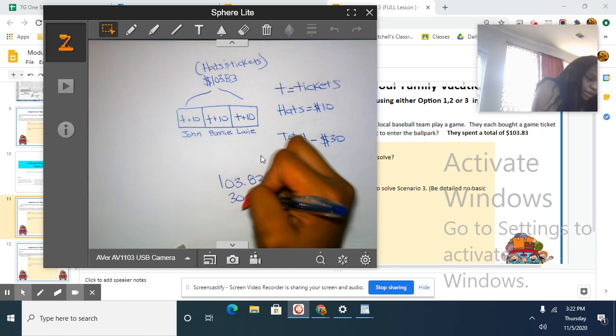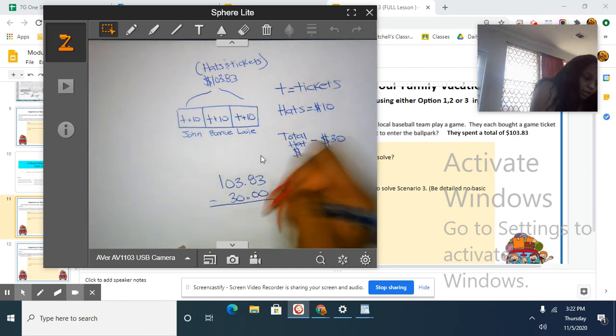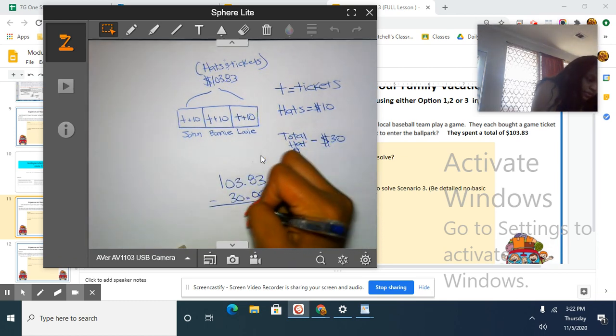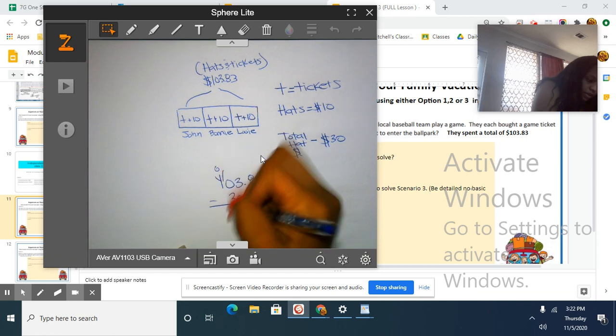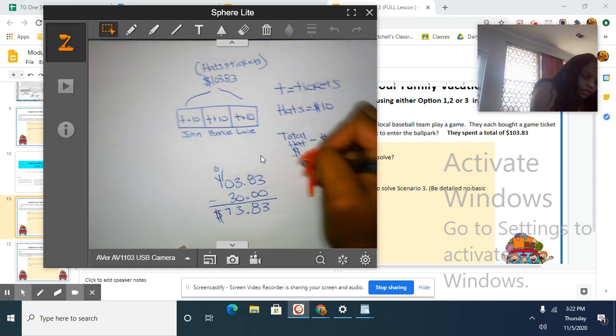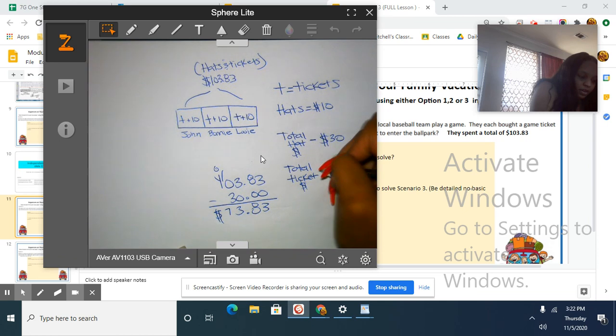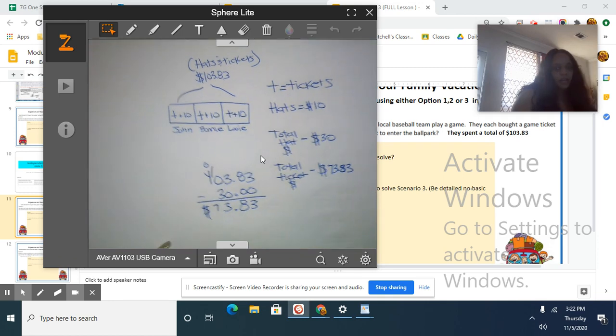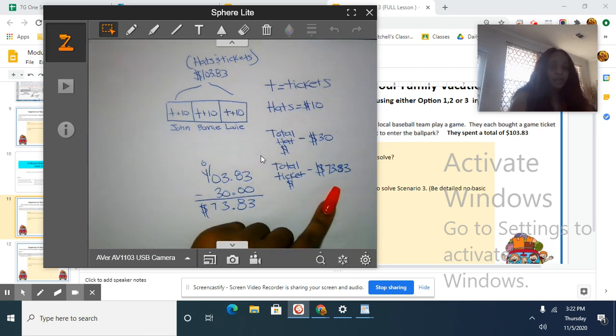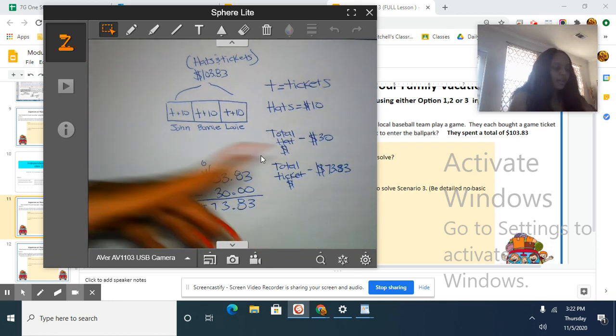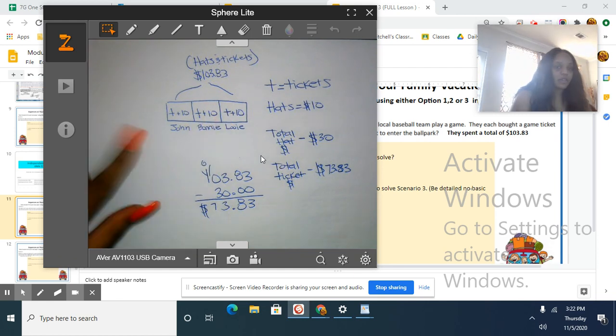I'm going to make this into a decimal so I can subtract, and I get $73.83. So I know that my total ticket cost was $73.83. But we're not done yet, because this tells us how much he spent on tickets, but it doesn't tell us how much each individual ticket costs.